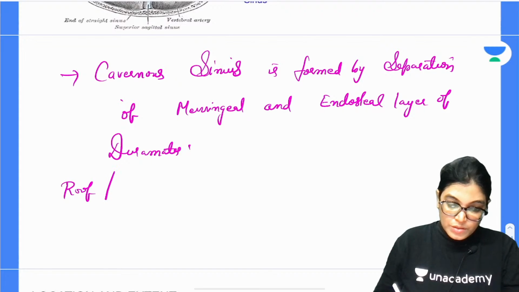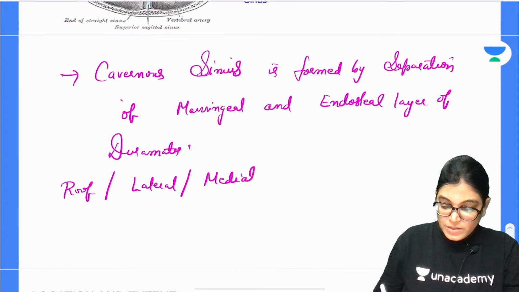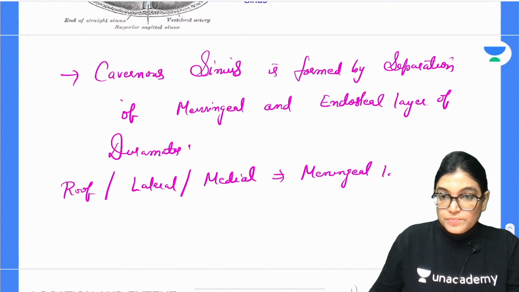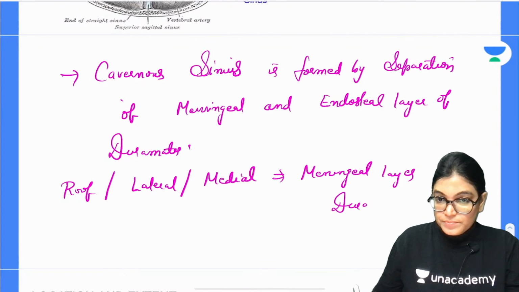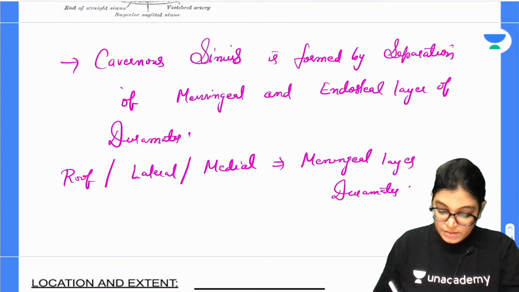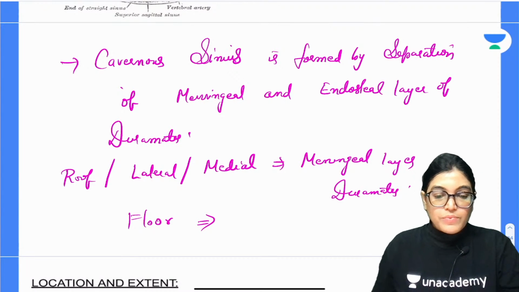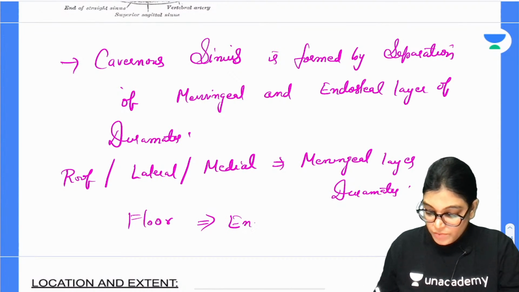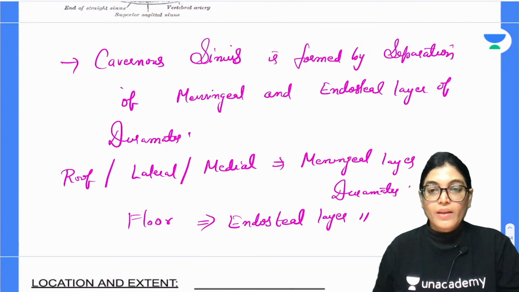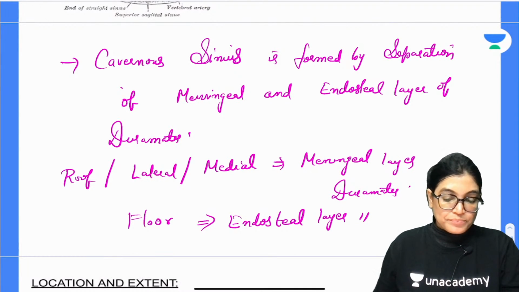Here the roof, the lateral wall and the medial wall are formed by the meningeal layer of dura mater, and the floor is formed by endosteal layer of dura mater. Got it?